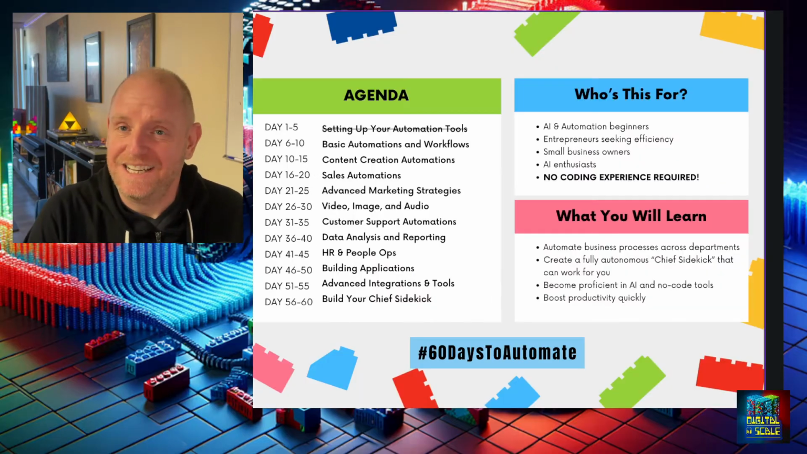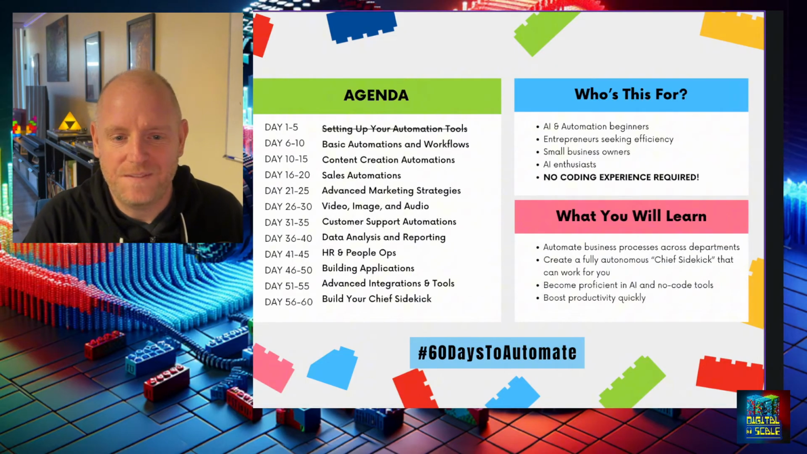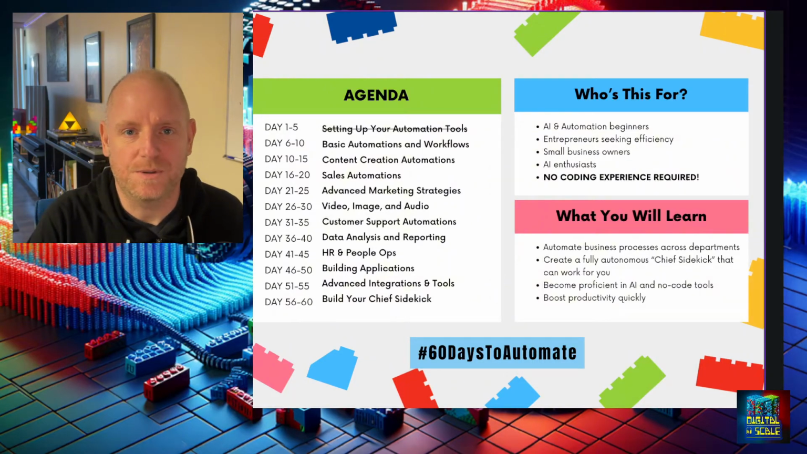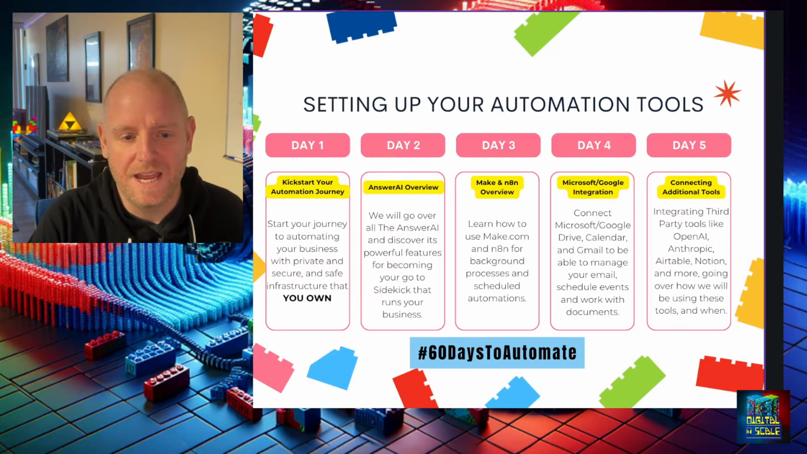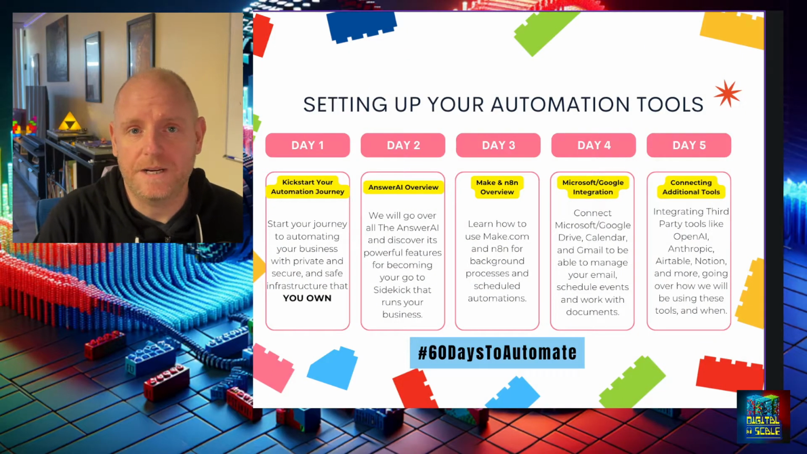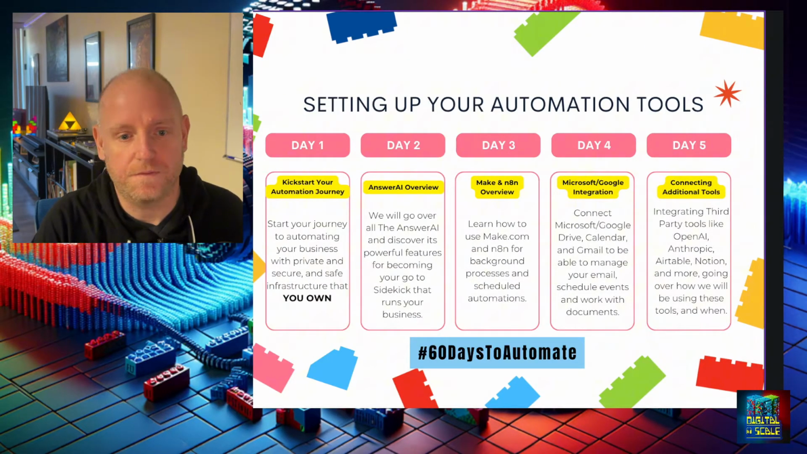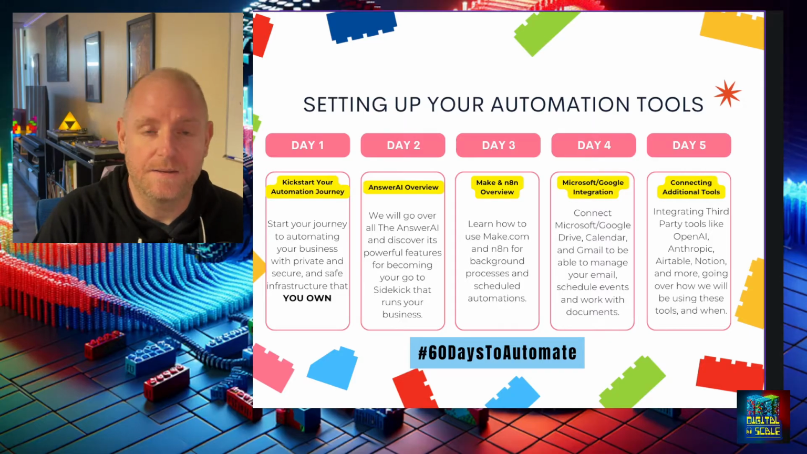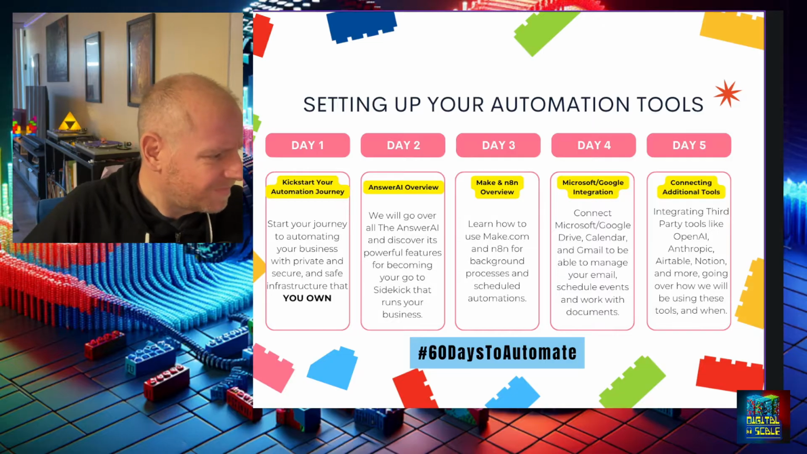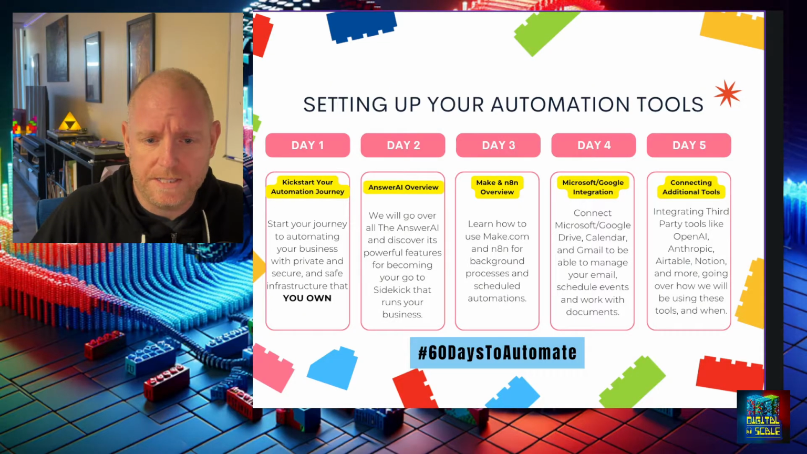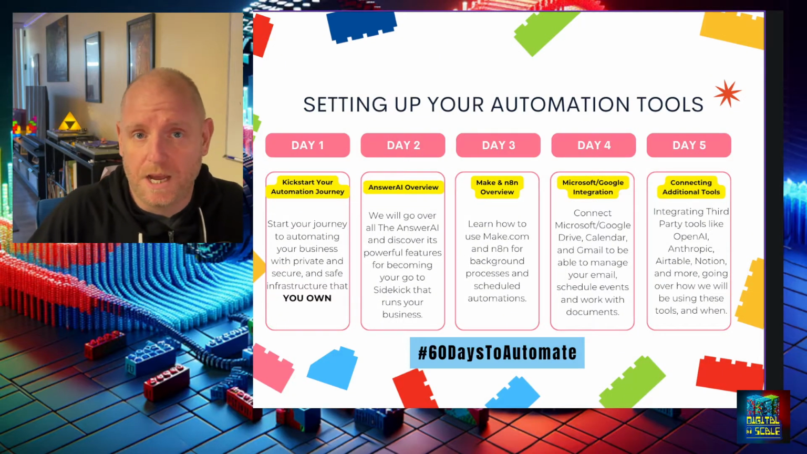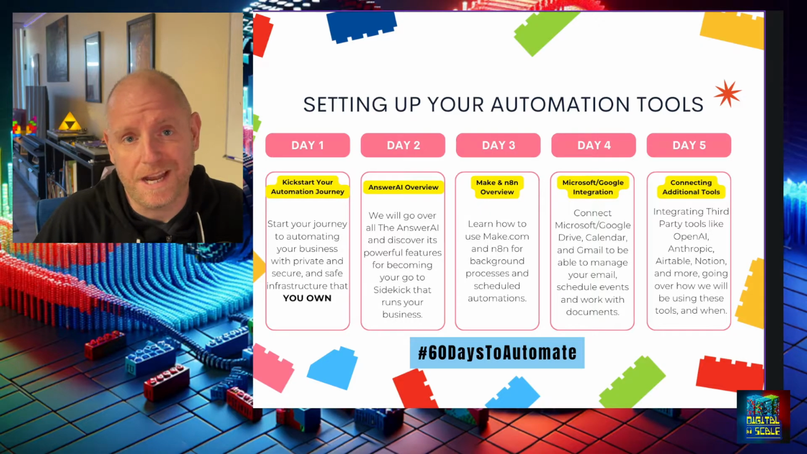So last week, days 1 through 5, we did the grunt work. We set up our automation tool, made sure that everything is hooked up and ready to go. On day 1, we created a Google form and a Microsoft form so that we could start collecting data from customers, from users, from really anyone. Then on day 2, we showed how you can use Answer AI to chat with a PDF. And in this case, we used the California Voter Guidebook.